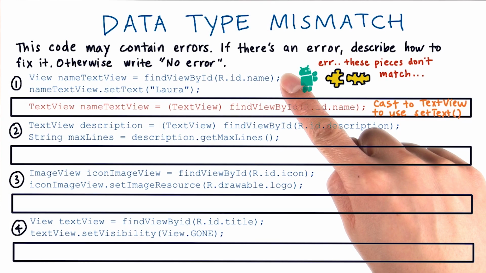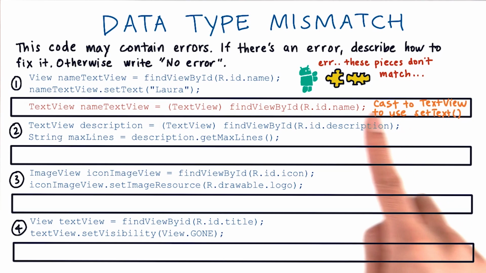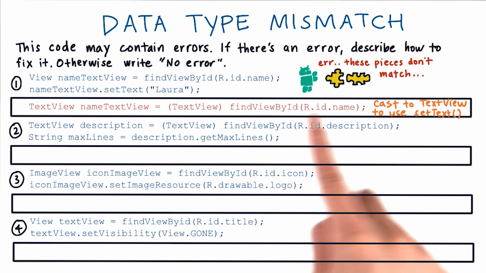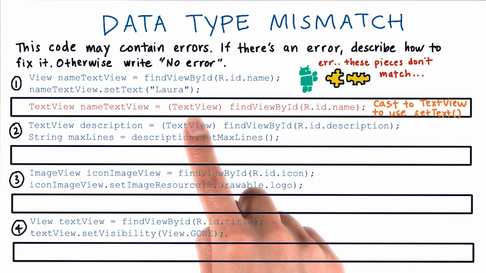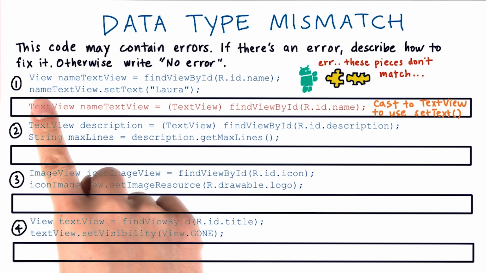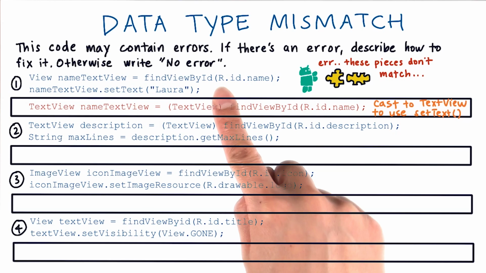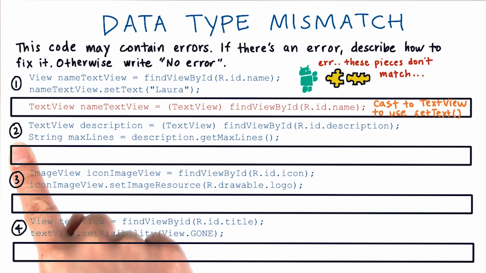The error is on line 1, so I wrote the correct code right here. The general explanation is that we need to cast this view into a text view and then store that inside a nameTextView variable. That way, we can call nameTextView.setText, which is a TextView method, on the next line of code here. Let's move on to number 2.